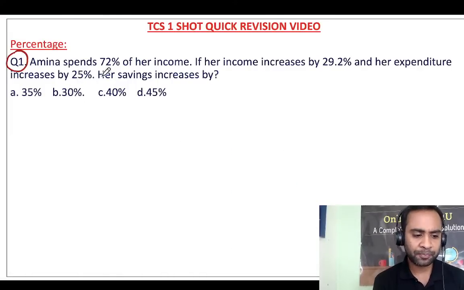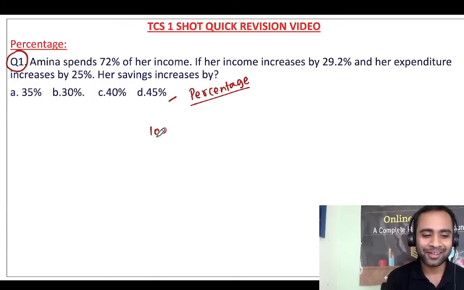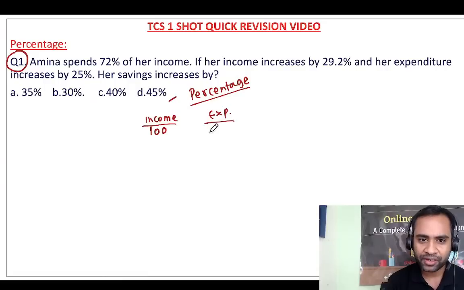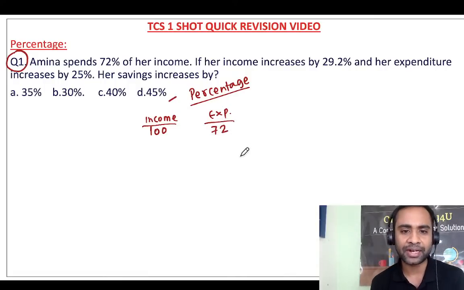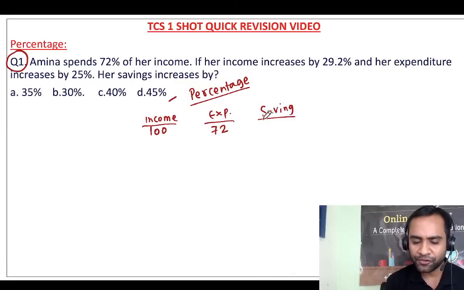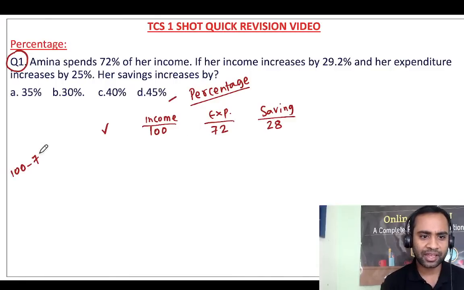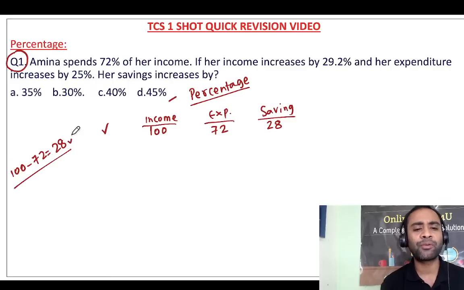Now Amina spends 72% of her income. Options are in percentage. Sir, you said when the options are in percentage, that time you assume 100. So I will do that only. Suppose the income is 100 rupees. Amina is spending 72% of her income. That means 72 rupees. Then what will be the saving? If your income is 100 and expenditure is 72, then the saving will become 28 rupees. Income minus expenditure: 100 rupees earning, 72 rupees spending, so 28 rupees will be saving.